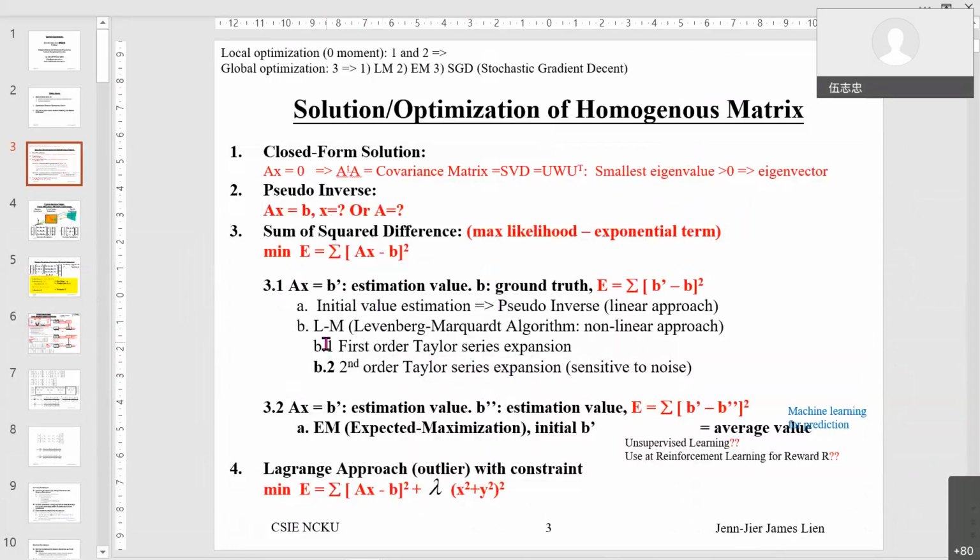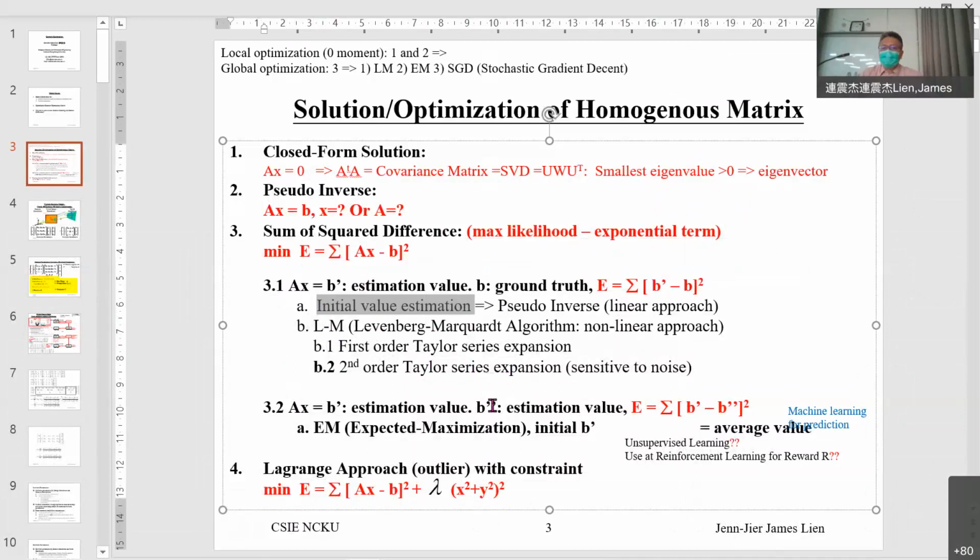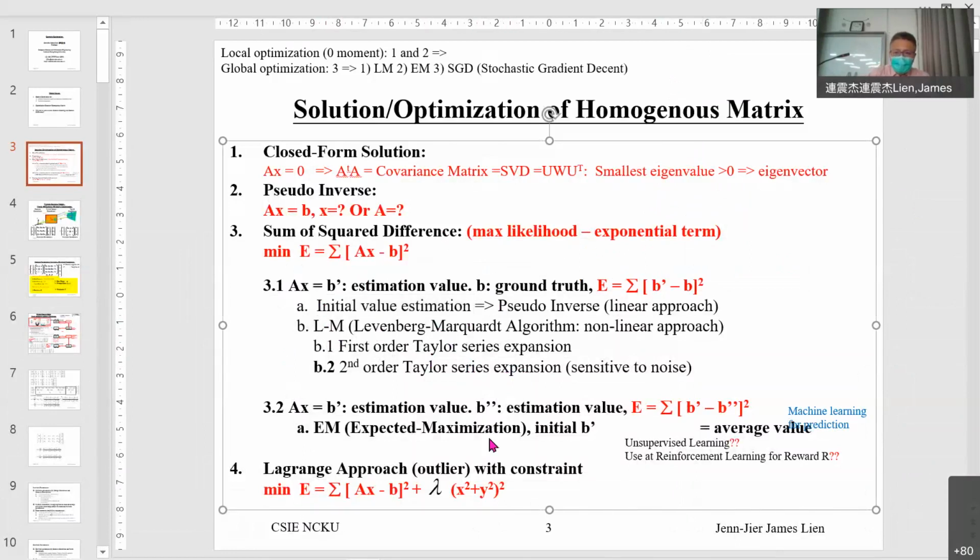So both methods need an initial result. What's the initial result? That means even though you do gradient descent, any approach, okay. If I do it this way.